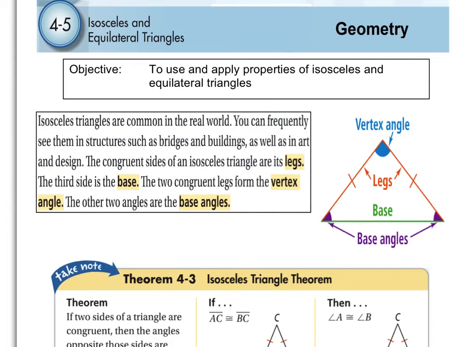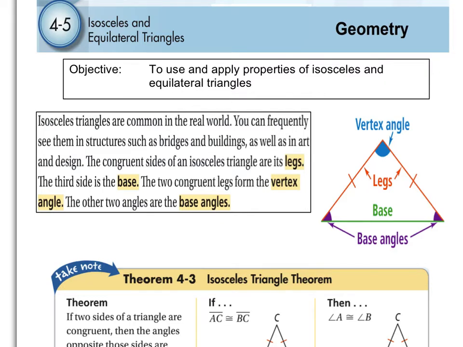This is the introduction to section 4.5, part 1, and we're going to be dealing with isosceles and equilateral triangles. We've talked about triangles in the past, so this is nothing new. It's just now we have a couple of specific types of triangles, and many of you have seen this before. So this is not going to be anything overwhelmingly new or complicated here. Our objective here is to use and apply properties of isosceles and equilateral triangles.